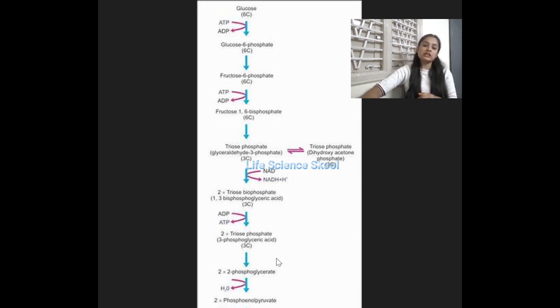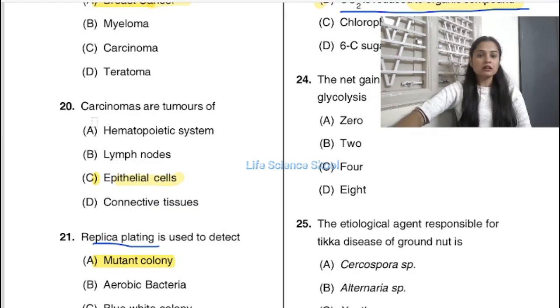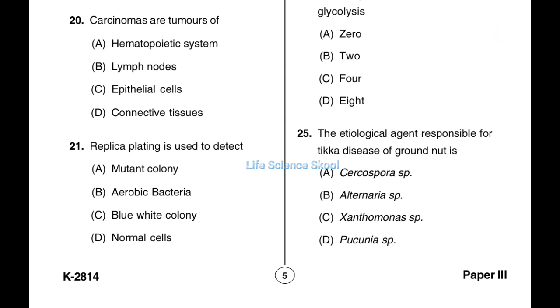So from 4, finally how much remains as net? 2 ATPs. Okay, 2 ATPs are going to remain. So the correct answer for this is option B, that is 2 ATPs. Moving on to the next question.